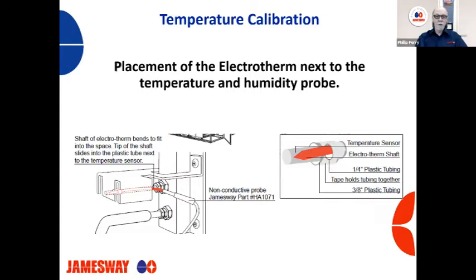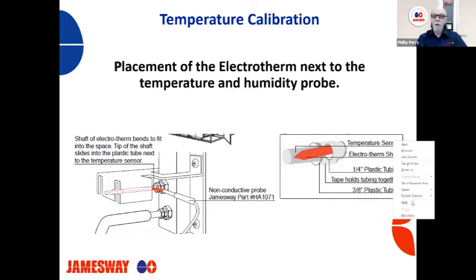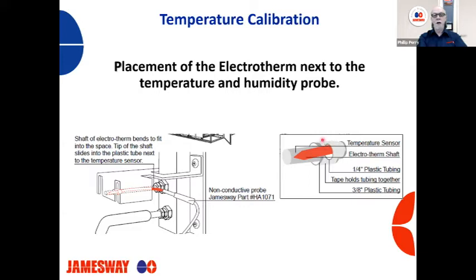On the right, you see, let me get a pointer going here. So on here we see you use a 3/8 inch plastic tubing, which is the same as your humidity supply line, and we use a 1/4 inch plastic tubing, which is the same as your air line. And then we tape these together, and we can slide it over the RTD probe and then put our electrotherm temperature sensor through there so that we get a precise reading when we calibrate for temperature.